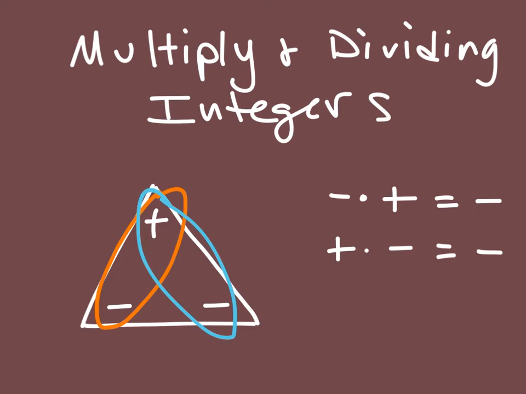If we do a negative times a negative, then we're going to get a positive. So if it's a negative times a negative, I cover that part up. What's left over in my picture is a positive, and that's how we do that.